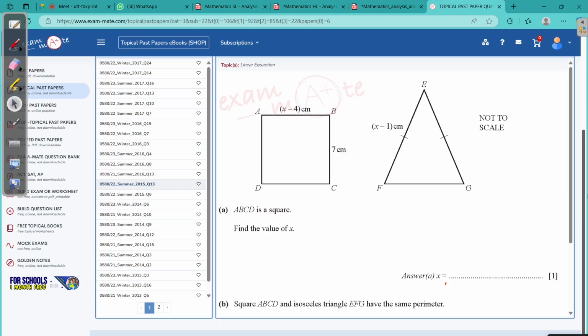ABCD is a square. Find the value of x. Wait, it doesn't tell me anything about x. It just says ABCD is a square. Find the value of x.